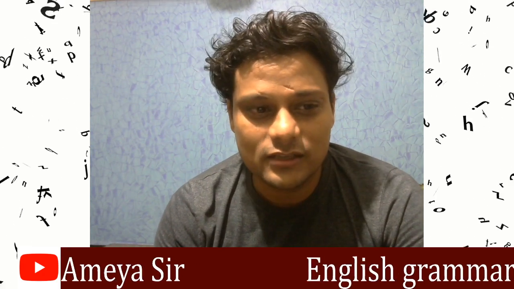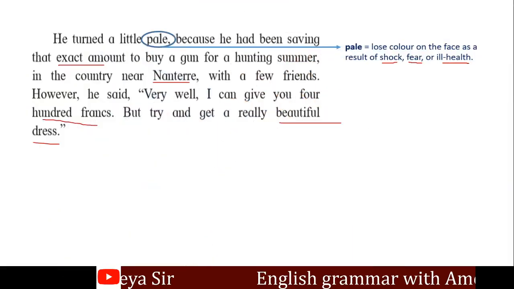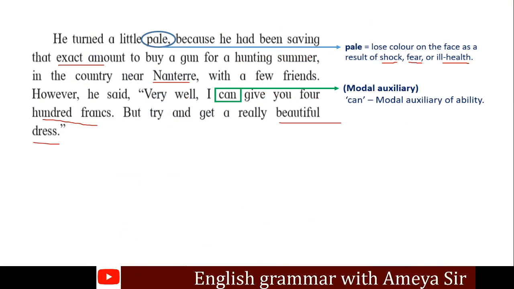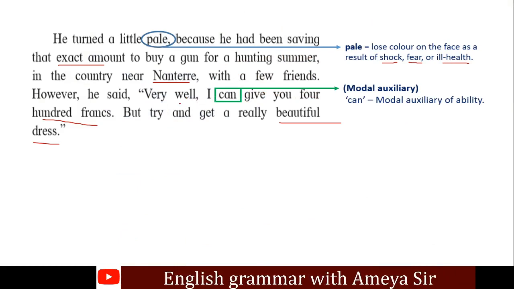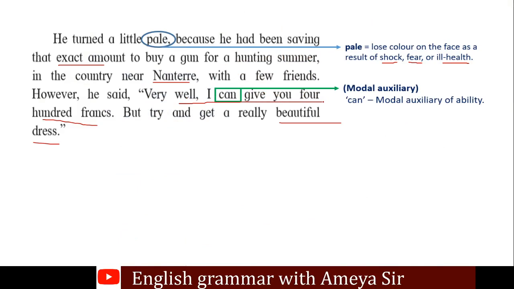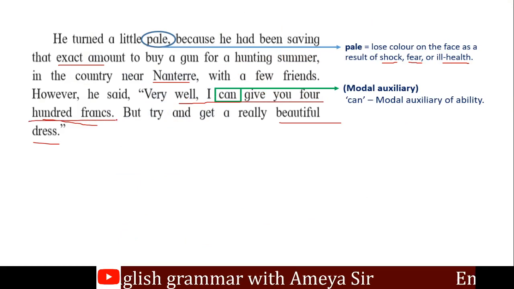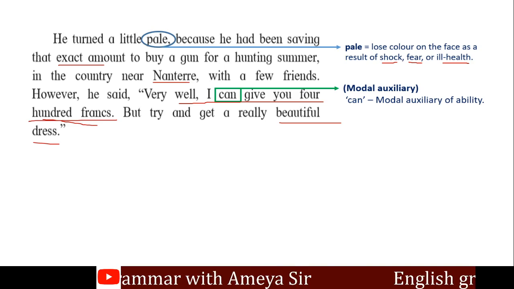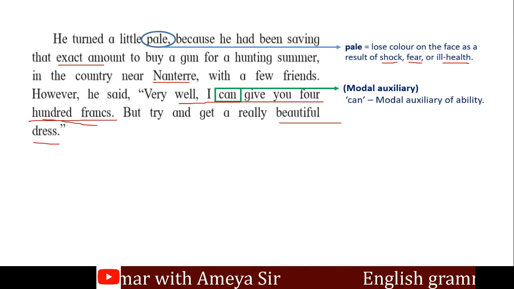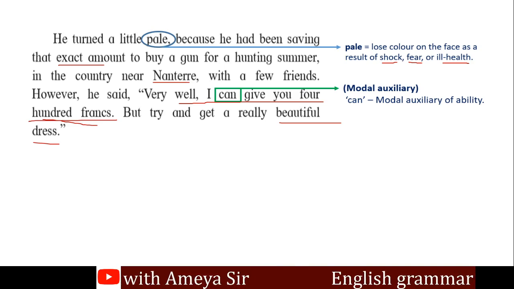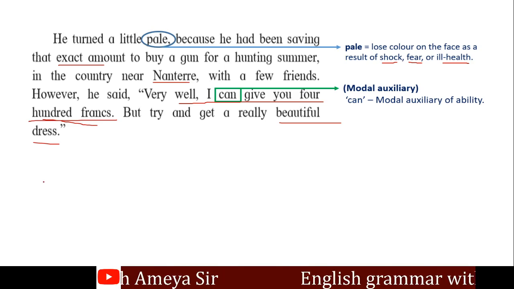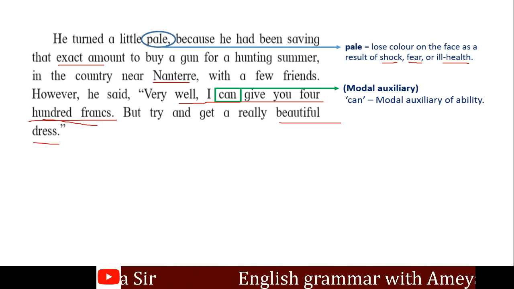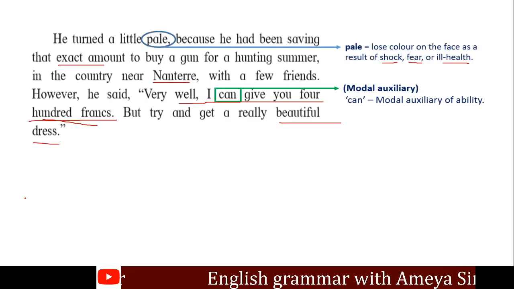Is there anything else on the slide before I start the countdown timer? Let's find out. Yes, there's a beautiful modal auxiliary to study. I can, Matilda's husband is saying, I can give you 400 francs. So what is the modal auxiliary here? Can. And what does it suggest? It's a modal auxiliary. It's not model, okay? Modal. Modal auxiliary of ability. I can. It is my ability to give you 400 francs. Modal auxiliary of ability. That's it, guys.